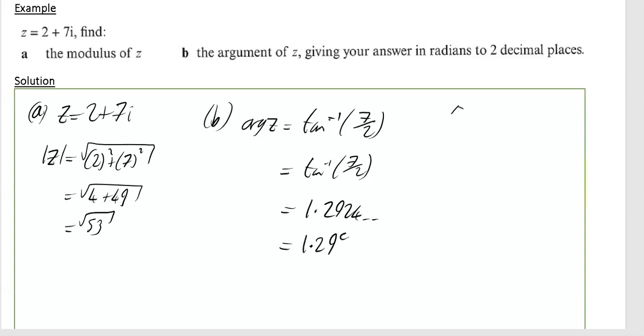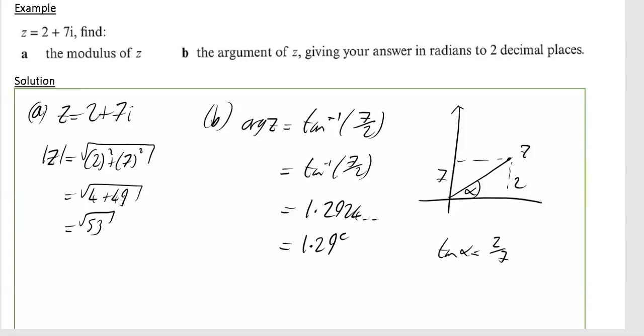Just to go through where I've got that from. There was my z, it was 2 along, and it was 7 up, and I'm going to call that alpha. They typically use alpha here, but alpha or theta, whichever way you want to use it. Sorry, I've done it the wrong way around. That was my point z, and my real part was 2 and my imaginary part was 7. So tan alpha is equal to 7 over 2, so alpha is equal to tan to the minus 1 of 7 over 2. So that's where that comes from.